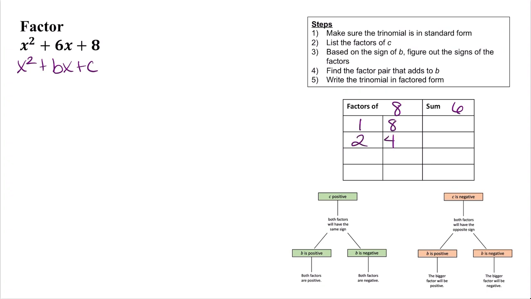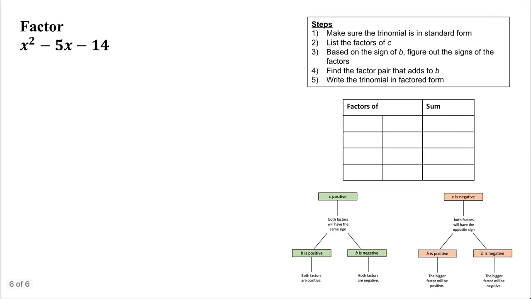Now let's determine the signs. c is positive, so our factors will have the same sign. b is 6, which is also positive, so both our factors will be positive. So I'm going to leave the signs just as they are. 1 plus 8 equals 9, which is not the sum that we need. 2 plus 4 equals 6, which is the sum. So we are going to write our trinomial as x plus 2 times x plus 4.